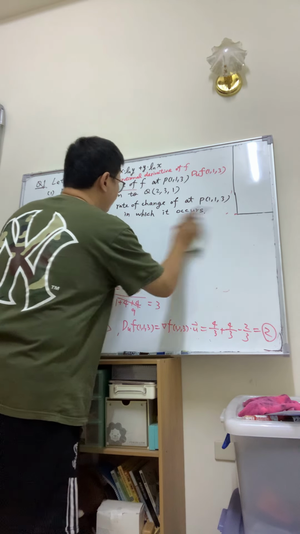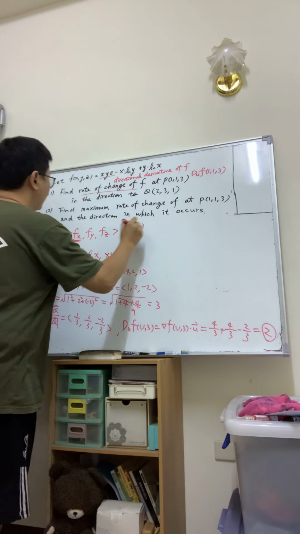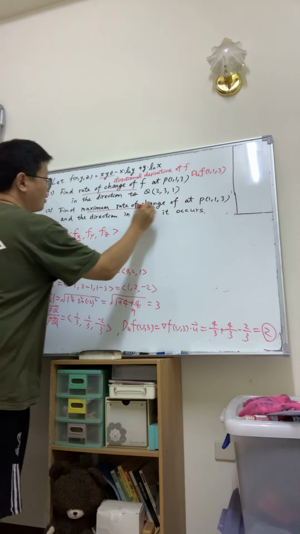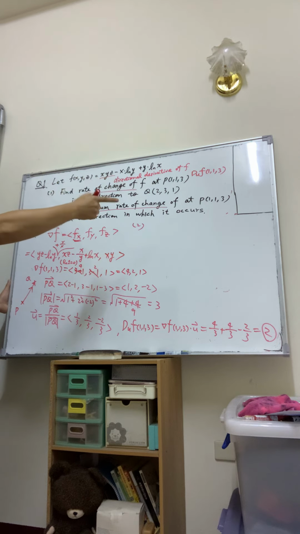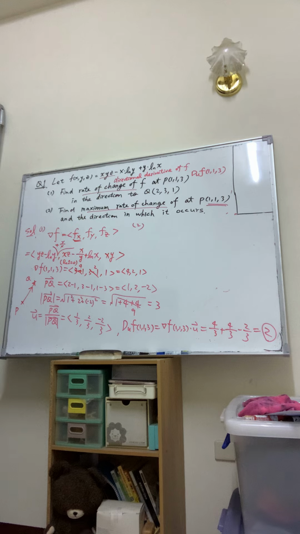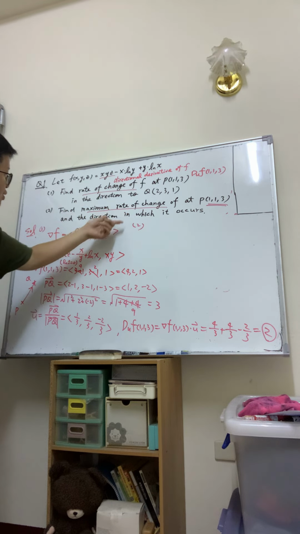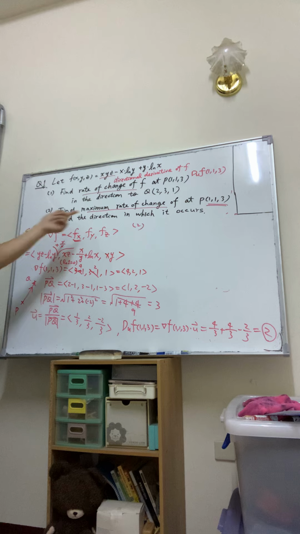And how about the second one? For the second one, we want to find the maximum rate of change. It also means the maximum directional derivative of f at this point. And what direction should it be when it has the maximum rate of change?